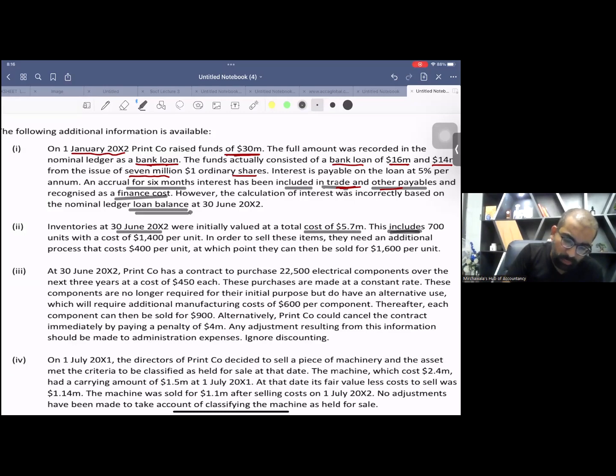700 units with a cost of 1,400 per unit. In order to sell these items, they need an additional cost, cost to sell or cost to make. Hope you remember the definition of NRV, net realizable value. Then they can be sold for $1,600. I'll teach you the way I teach this adjustment in F3, because this is an F3 level adjustment.